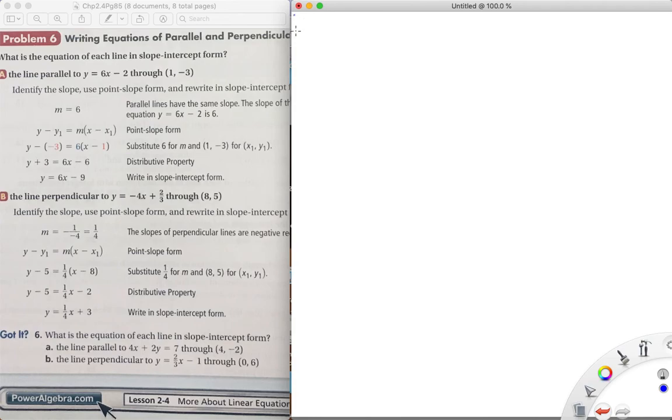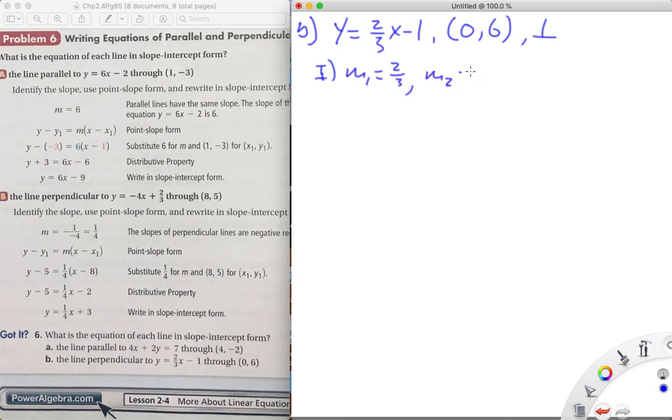We have an equation, this is b, and it's y equals 2/3 x minus 1, and it goes through 0, 6. They want the line that's perpendicular. So what does the perpendicular line look like? So first step is to get the negative reciprocal of 2/3. So the original slope, call it m1, equals 2/3. So the negative reciprocal, m2, is equal to negative 3/2. So we found our slope.